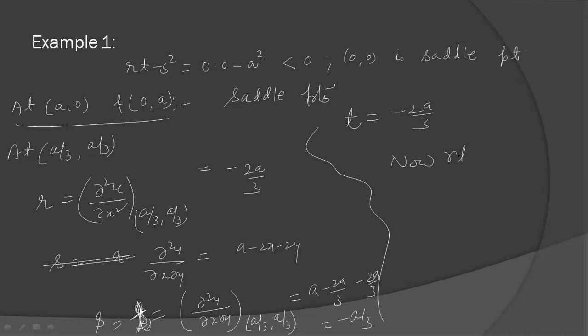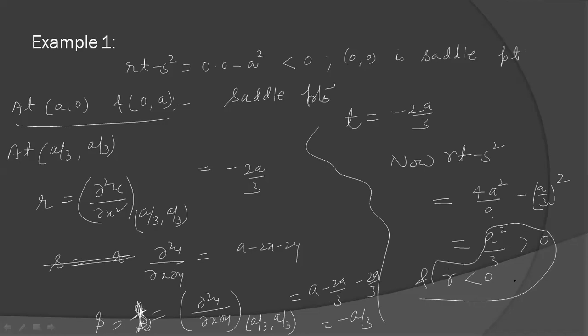Now rt minus s square will be 4a square by 9 minus a by 3 square. So it is a square by 3, that is greater than 0, but r is negative. We cannot claim the sign of r because the nature of a is not given. R can be negative also, R can be positive also, because it will depend on the value of a.